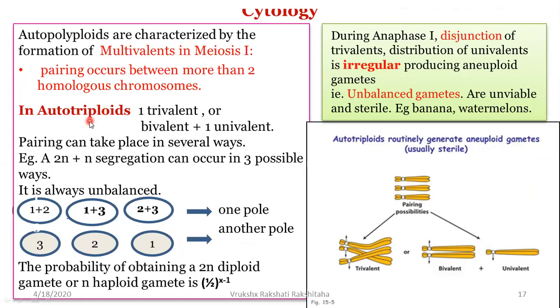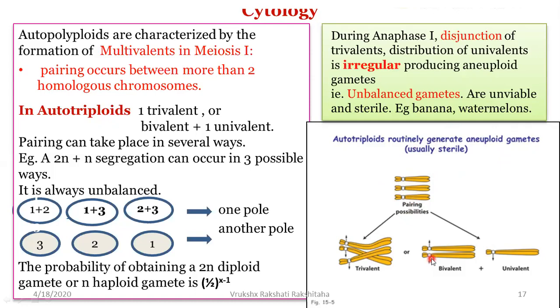What happens in autotriploids? So, you can just look into this pic. Here, there are three chromosomes shown. They're all similar to each other. That is, it's an autotriploid. And each chromosome is also showing two sister chromatids. Now, what are the pairing possibilities?